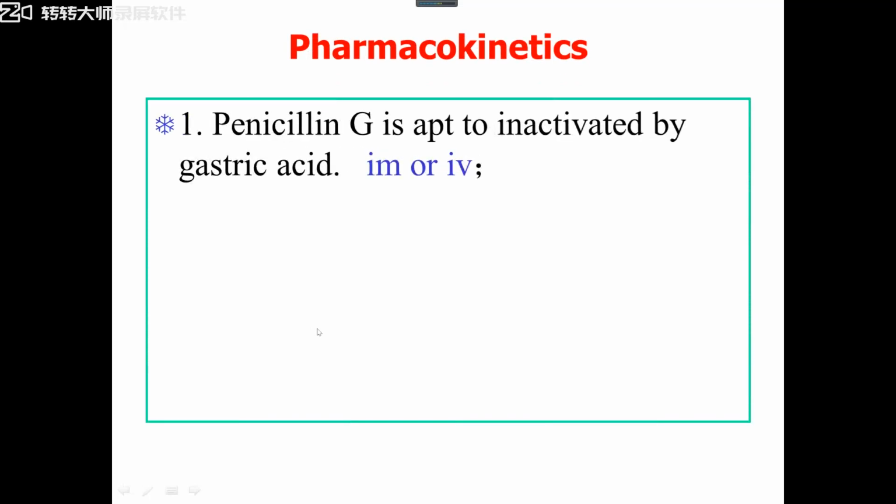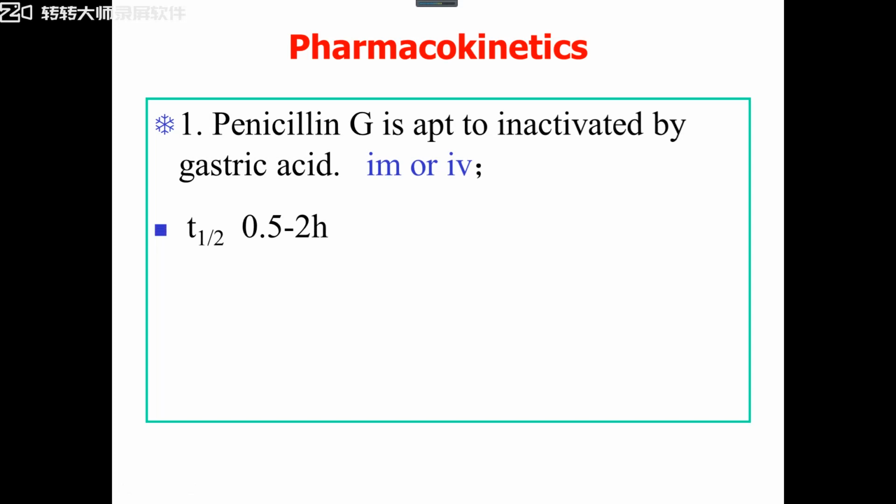Pharmacokinetics of penicillin G. Penicillin G is apt to be inactivated by gastric acid. What's the meaning? To be inactivated by gastric acid means to be destroyed by gastric acid. That means we couldn't administer penicillin G orally, so we have to use it by injection. The common administration method of penicillin G is intramuscular injection or intravenous injection.